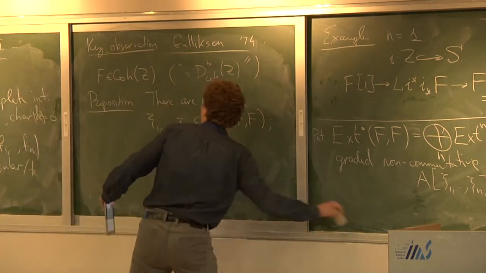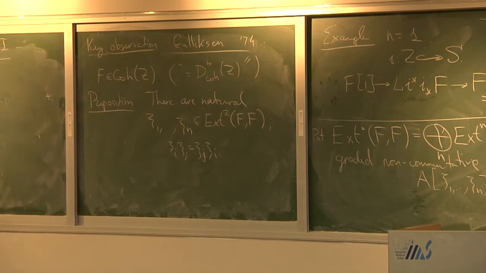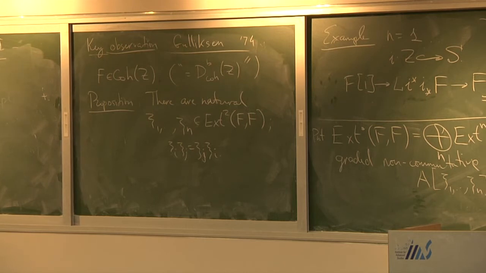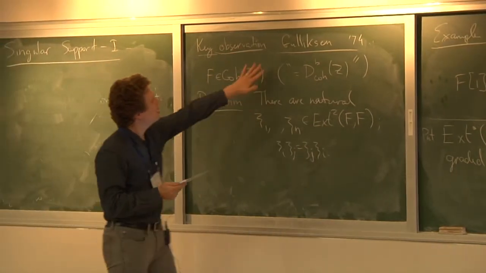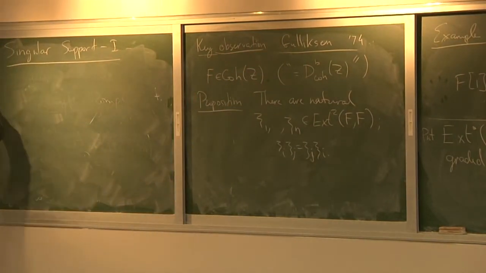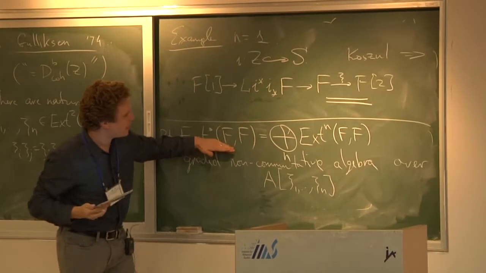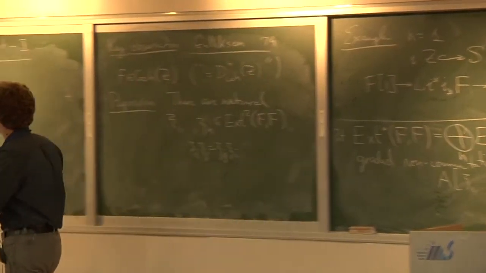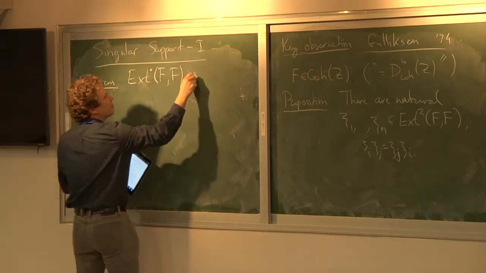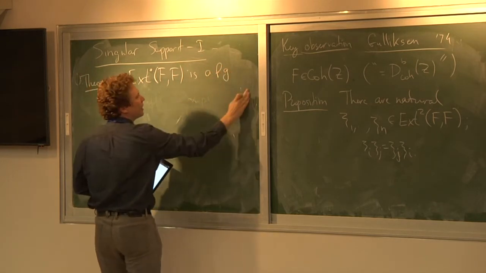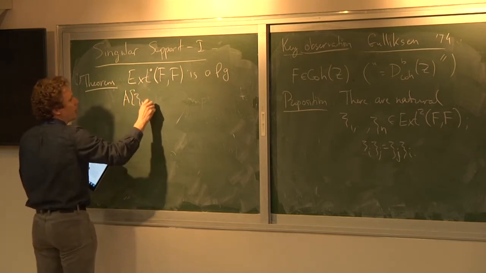Let me just recycle the boards. And so, for our purposes, the main theorem of Gulliksen is that this algebra is in fact a finitely generated module over the polynomial ring, generated by psi_1 to psi_n.